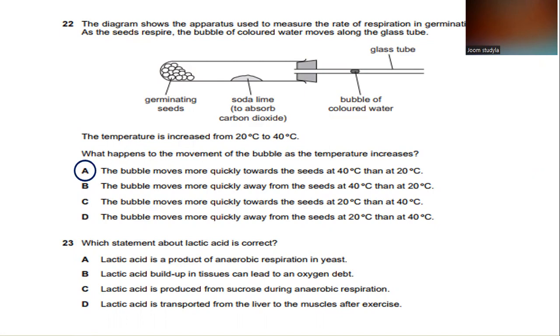Which statement about lactic acid is correct? Lactic acid is produced when oxygen levels become low in cells within the area of the body where metabolism takes place. Lactic acid is a chemical product of anaerobic respiration, the process by which cells produce energy without oxygen around. So the answer is that lactic acid built up in tissue can lead to an oxygen debt.